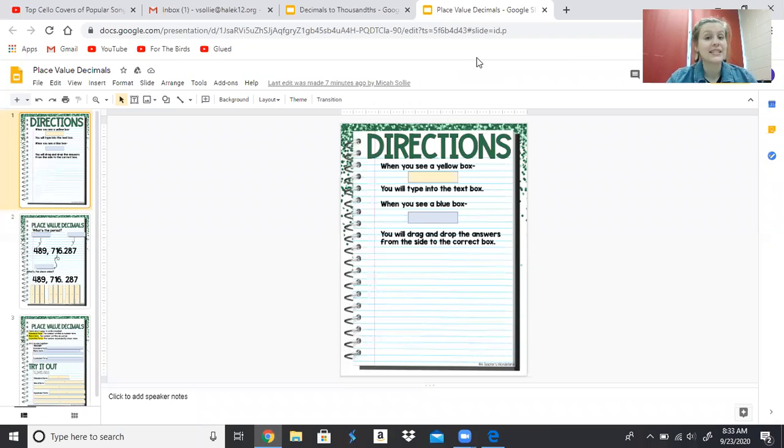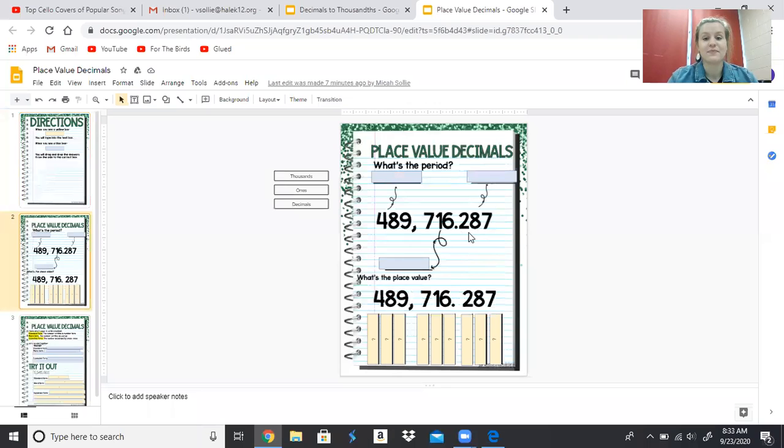We're going to start off with place value of decimals, and then we're going to move into learning how to add and subtract decimals. So today we are just going to learn about the place value of decimals. Tomorrow we're going to learn about patterns of decimals, and we'll move on from there. Okay, so let's get started.